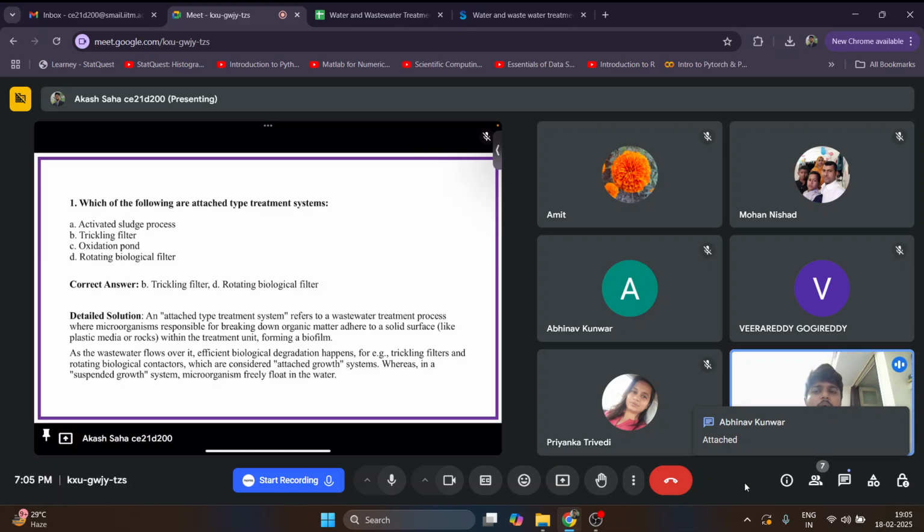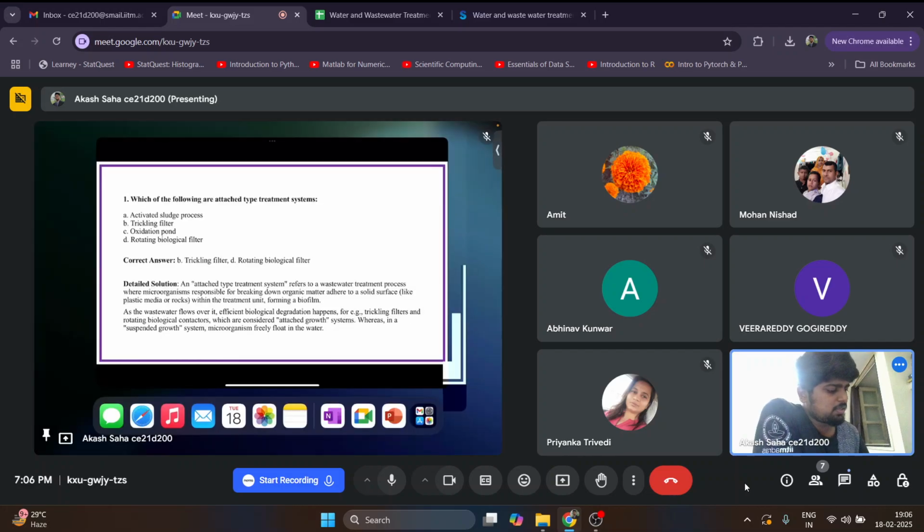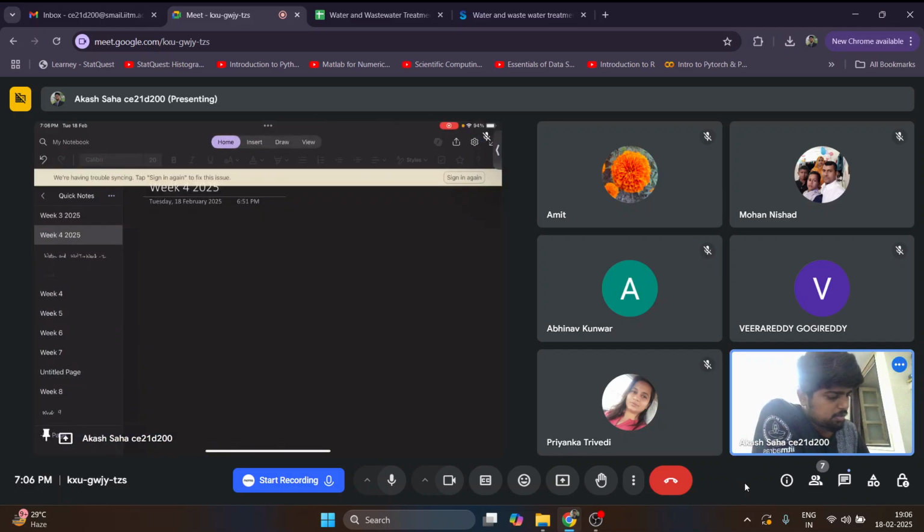Yeah, attached growth, definitely. What happens is in a suspended growth, since the microorganisms are free to move in the system, there are chances that they will wash out and go out from the outlet pipe. Whereas in an attached growth system, there are plastic blocks or media present in the system, so the microorganisms will stick over the surface. I will just give a small example. Suppose this is the media.